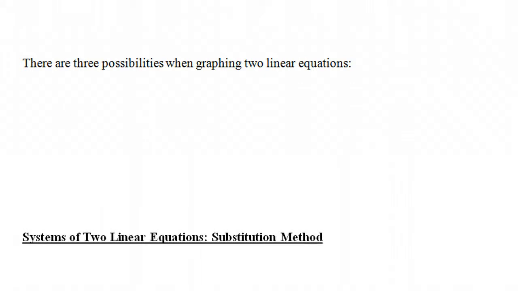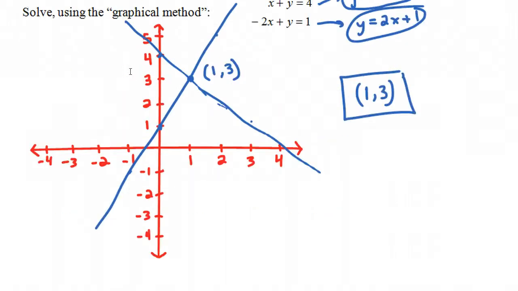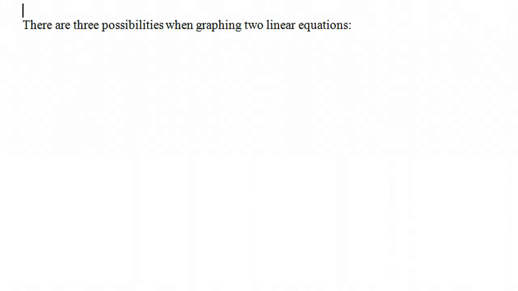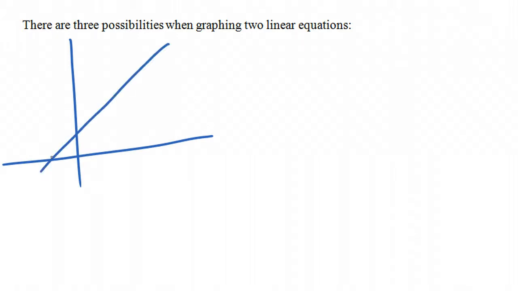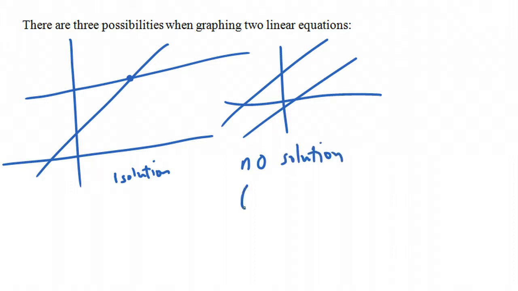Now I also want to point out that there are really three possibilities when graphing two linear equations. Three situations could happen. One of them is the one we just saw: the two lines could intersect each other at a single point. So that situation looks like this. You have two lines that intersect each other at a single point, so there's one solution. Another possibility is that you could have parallel lines. So there are no solutions. They are parallel.